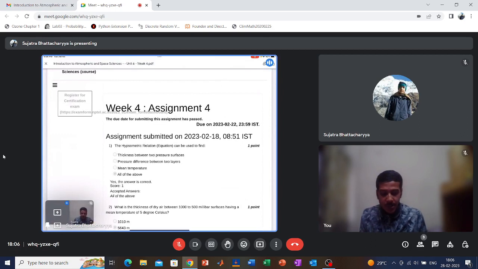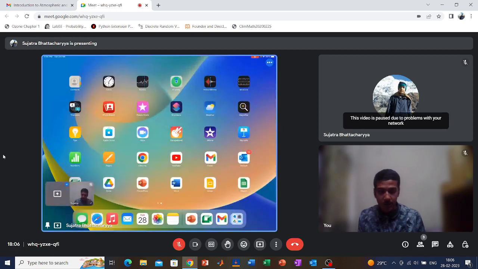Okay, so the first question is about the hypsometric relation or equation. The question is, the hypsometric relation or equation can be used to find the thickness between two pressure surfaces, the pressure difference between two layers, and the mean temperature. So the answer should be all of the above. So why is the answer all of the above?